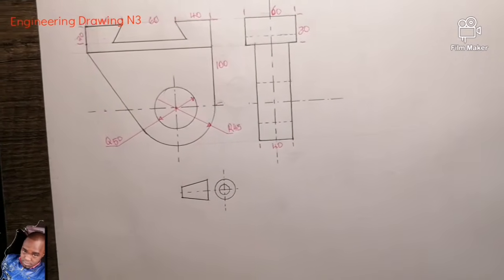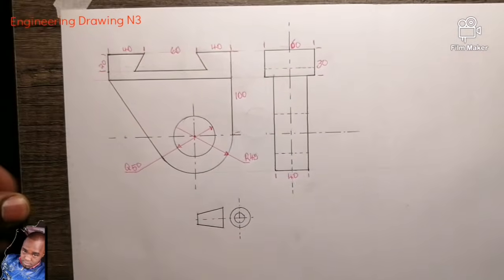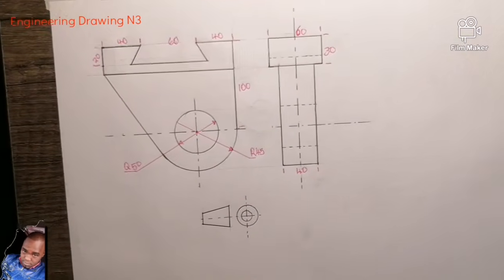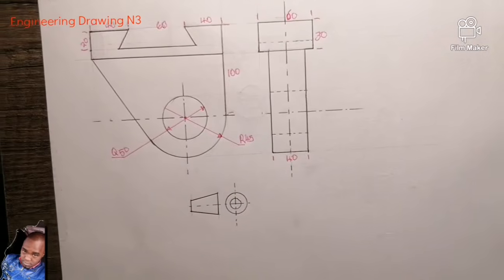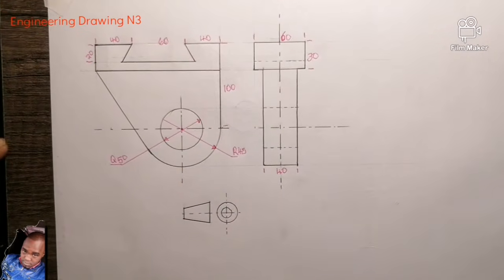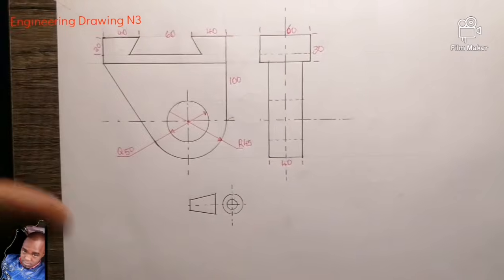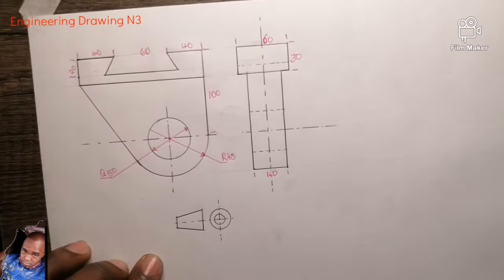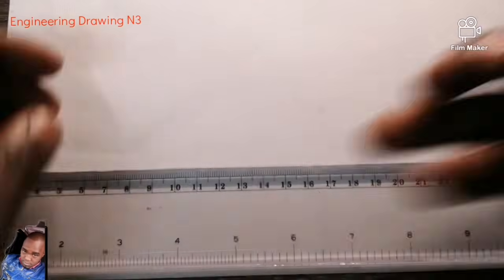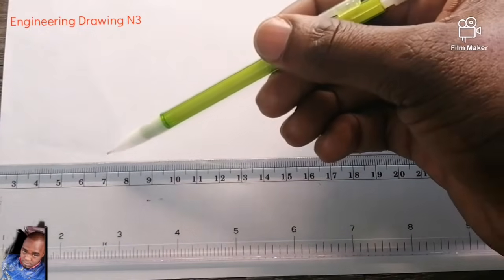We've got a scale of 1:2, which is the reduction scale. We've got a scale of 2:1, which is the enlargement scale. But in this case, N3, we don't use those scales. We must construct a suitable isometric scale. So let's start. Firstly, get your reference line.